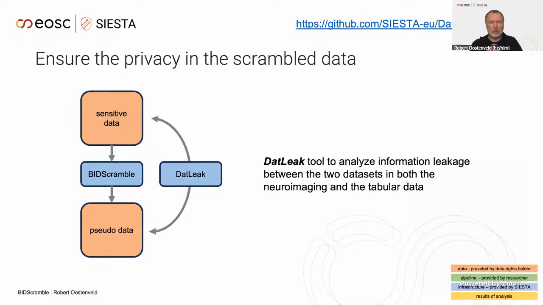This is not yet all, because there's also the step of checking if the scrambling really ensures the privacy in the scrambled data. The idea is that the pseudo data is anonymous. Actually, it can be nonsense data. For that, we have also implemented a tool called .leak, which can be used to analyze the information leakage between the two data sets in both the neuroimaging and the tabular data. I'm not going to talk about .leak today, but if you're going to use this tool, then I think you should see them as complementary in making the scrambled version and evaluating that the scrambled version can be shared as non-identifiable pseudo data for pipeline development.